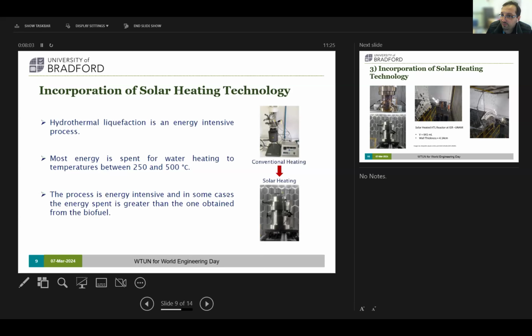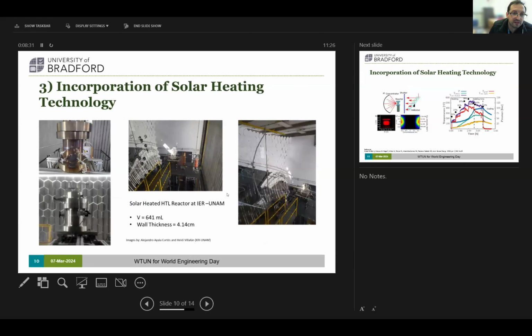In collaboration with the Institute of Renewable Energy in Mexico and the Centro de Investigaciones Ópticas in Aguascalientes in Mexico as well, we have designed and commissioned a first prototype, which you can see in the picture at the bottom right, to actually heat the reactor with solar heating in a solar oven, with excellent results that I'm going to show in a second. So these are the pictures of the solar oven that we are using for these tests.